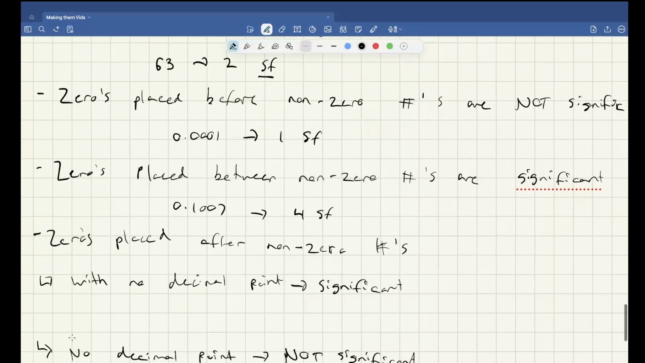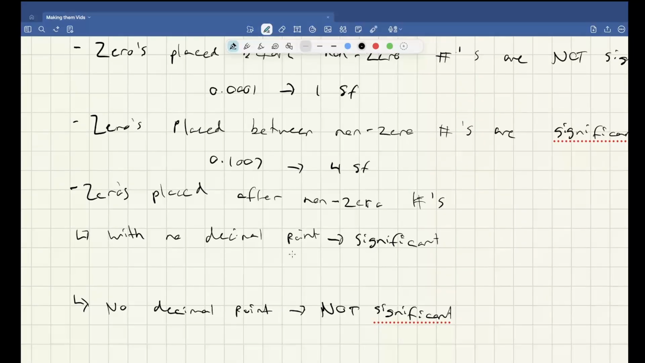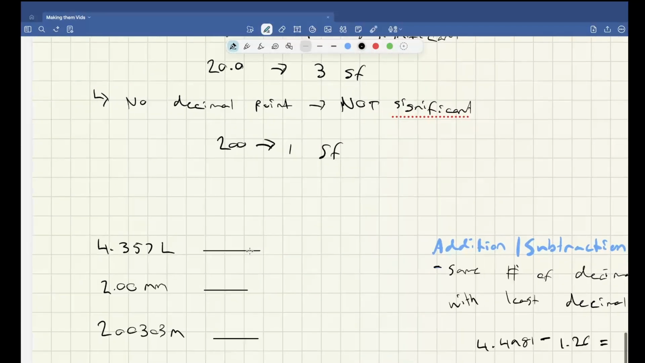Okay, so now here we have to talk about decimals. So zeros placed after non-zero numbers, right? With a decimal point, they are significant. So let's say we have 20.0. This is 3 sig figs because there's a 0 after the decimal point. However, let's say there's no decimal point, then it's not significant. So let's say you have 200, then it would just be 1 sig fig because there's no decimal point here, so the zeros are not significant. Okay, so let's do a little bit of practice.